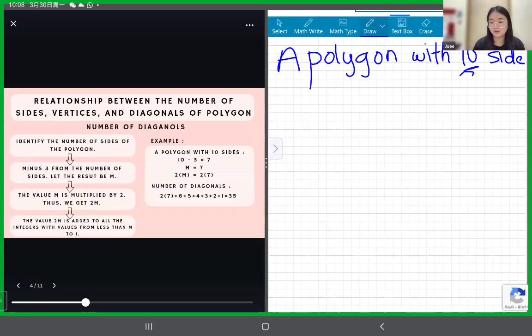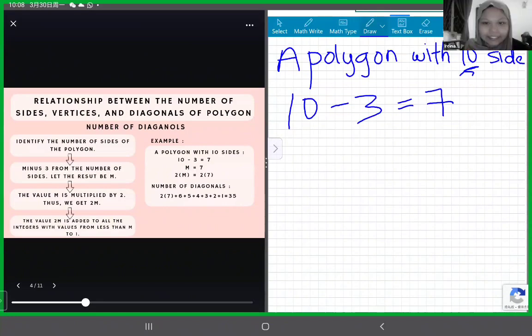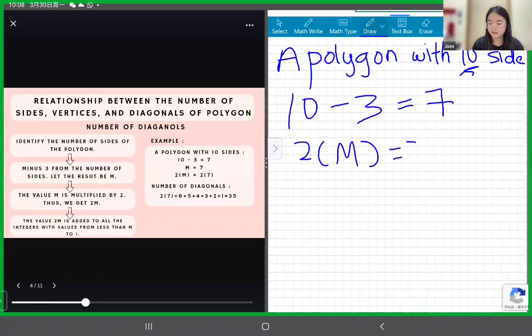In our example, we got 10 sides. So we will use 10 minus 3, and we will get 7. Next, the value m is multiplied by 2. Our m is 7 because that is the answer we just calculated. After you calculate 2 times 7, we will get 14. So now our 2m is 14.